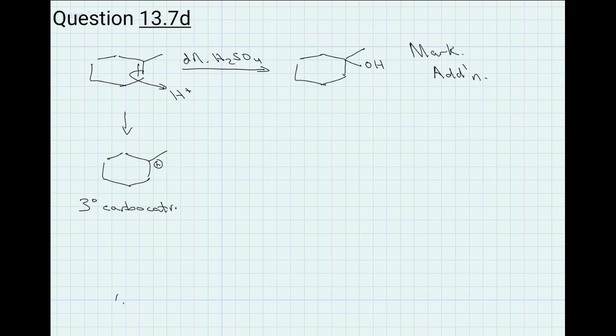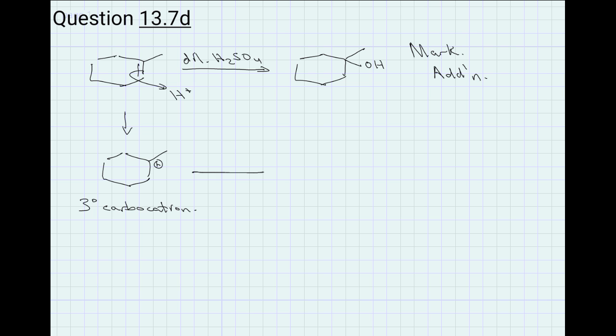What's interesting about a tertiary carbocation is that it can't rearrange. There's no way for it to rearrange. So we have the most stable carbocation, and the most stable carbocation is not going to rearrange. In question 13.7e, we did see a carbocation that could rearrange to generate a more stable carbocation. But in this case, we have the most stable carbocation possible.